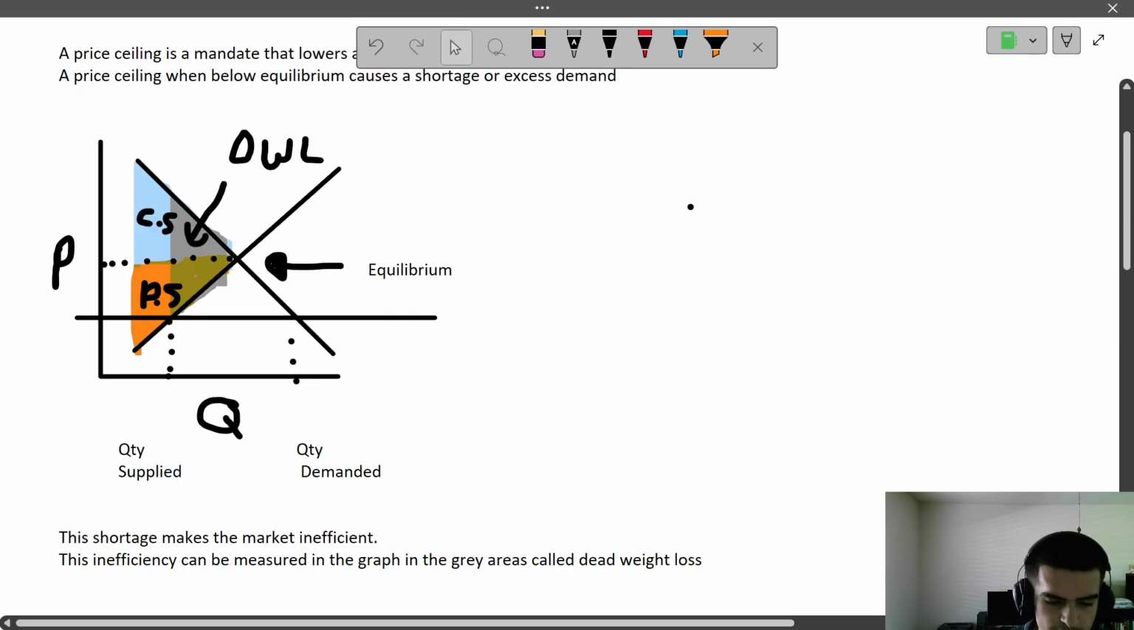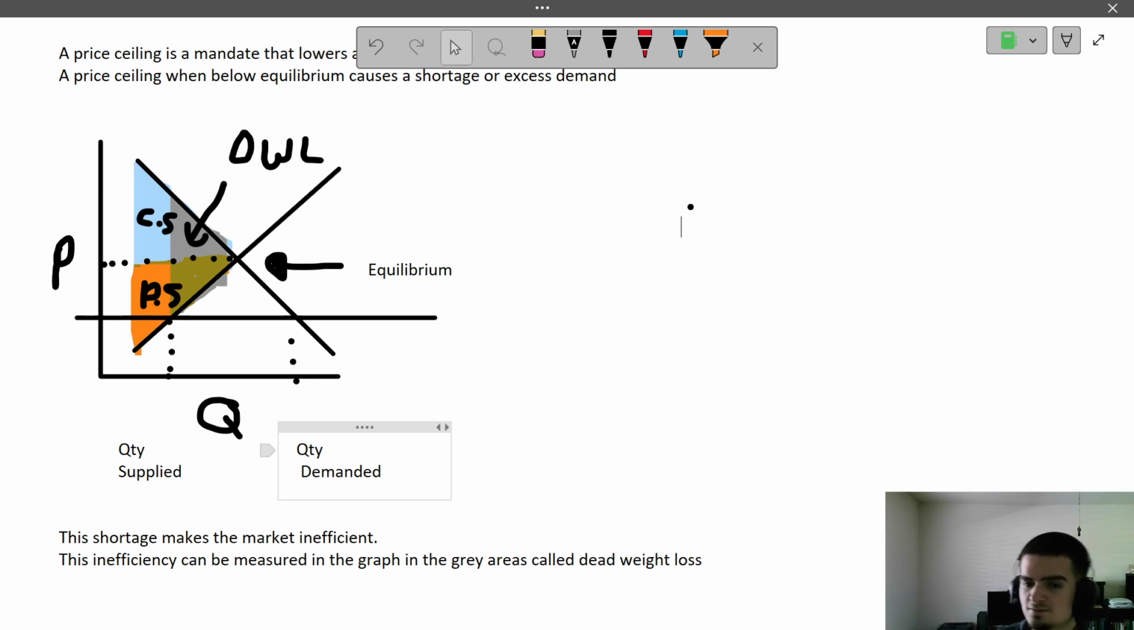So if we look right here, at equilibrium price, there's the same amount of stuff being sold as the people want to buy. But at this price, when we artificially lower it, what happens? Well, the suppliers are only willing to supply this much, and buyers are willing to buy much more than what's being supplied. So we have more demand than we have supply. Well, there's going to be a shortage of it.